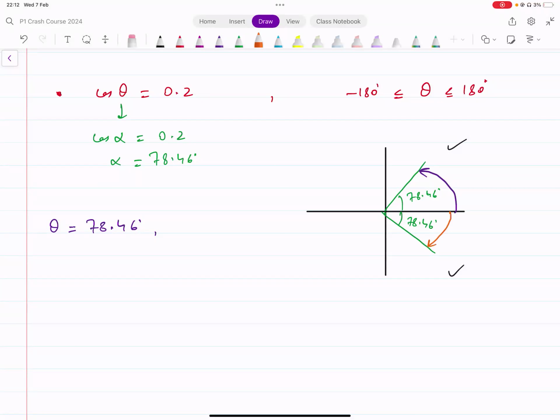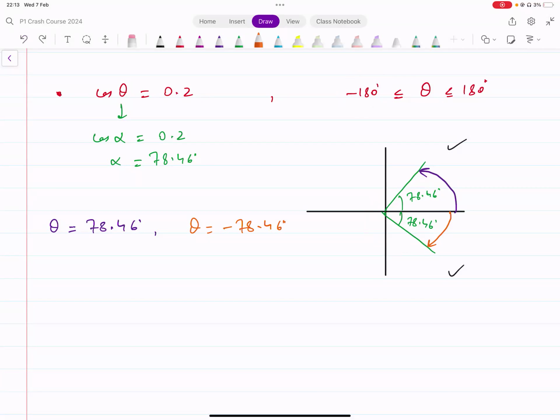This is the first angle that we find, and that is theta equals minus 78.46. That is also in the interval. So that's another possible answer. Then in the negative direction, you could go further and get to this, but that's going to be outside the interval. That's going to be below minus 180. So that's not a possible answer.